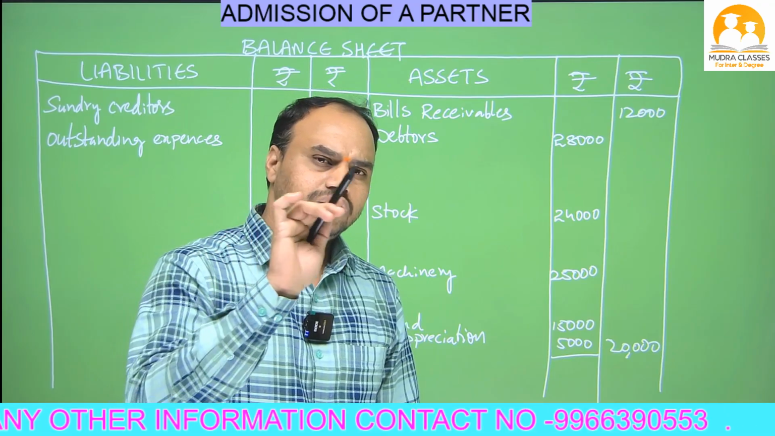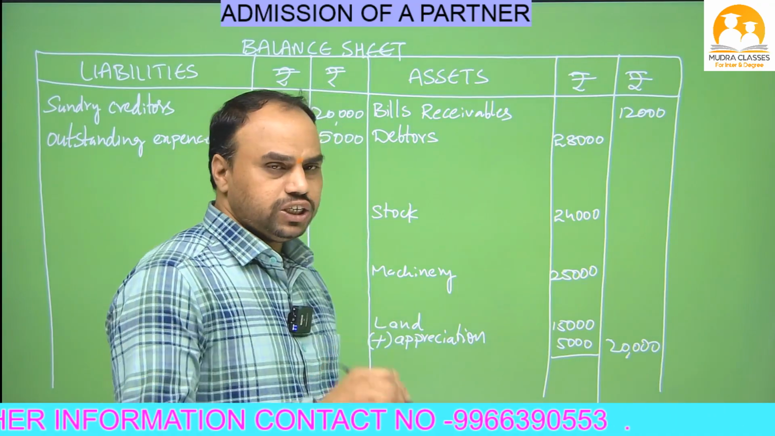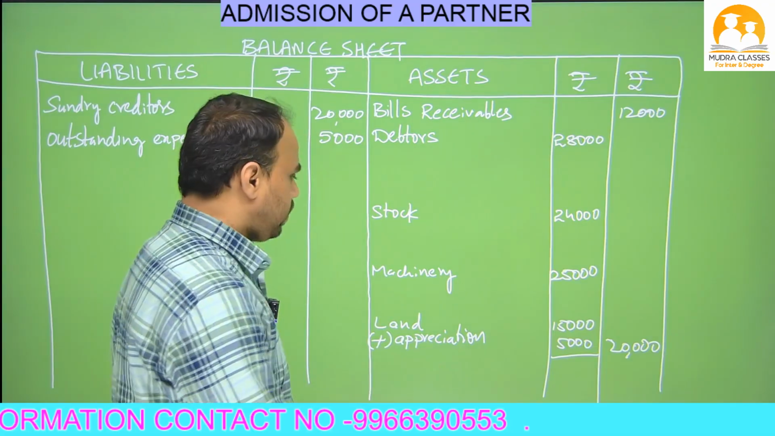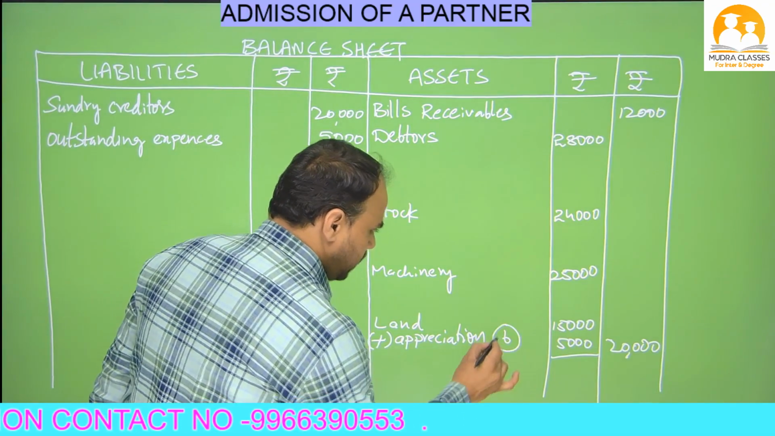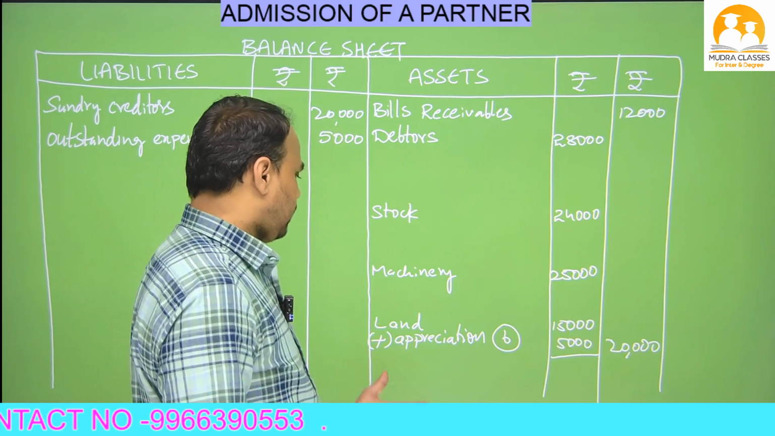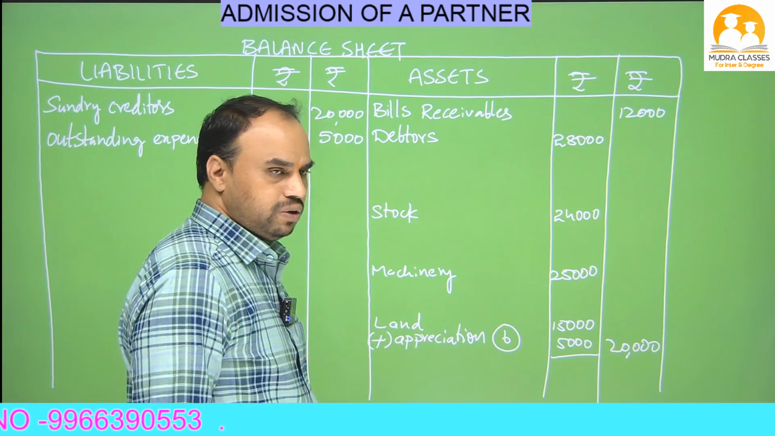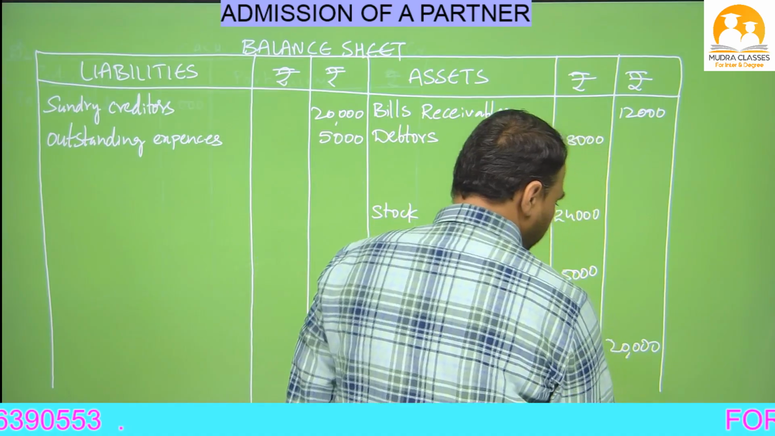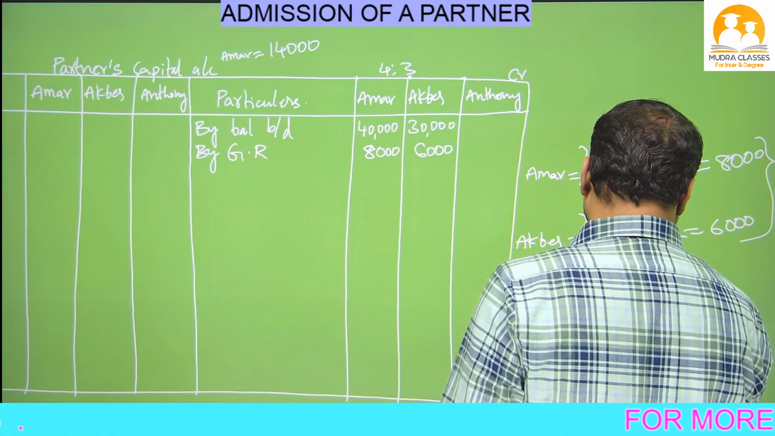Whatever is given in the balance sheet we will write only one time. Each adjustment we will write two times. So the first time I have written here, this is adjustment number B. In the balance sheet, on the asset side, I added 5,000 rupees to the land, and one more time we have to write in the revaluation account.